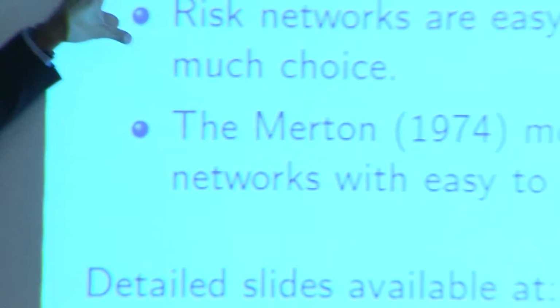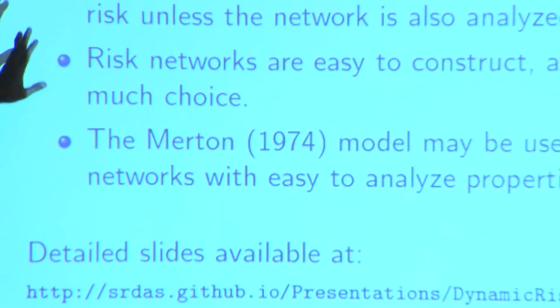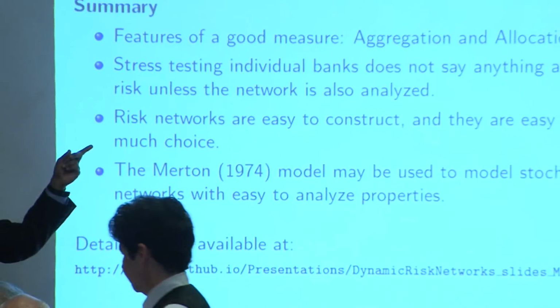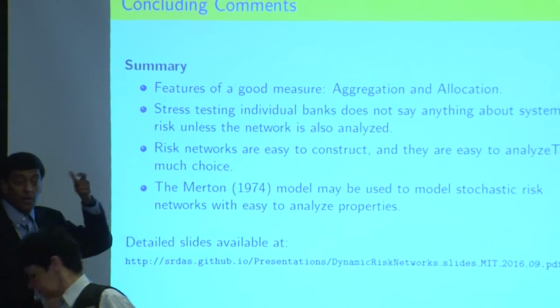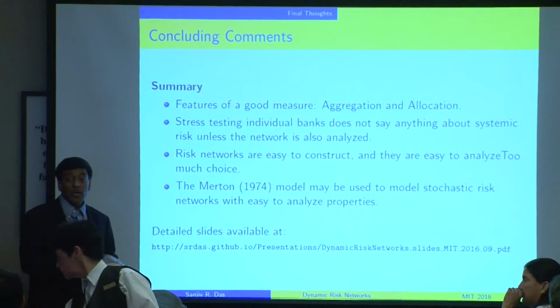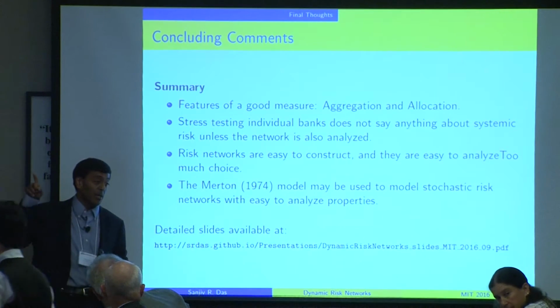Okay, so I'll stop there. Just to summarize, a good systemic risk measure should be able to aggregate risk across all the entities and come up with one score for the system. And then you should be able to track that score over time dynamically.